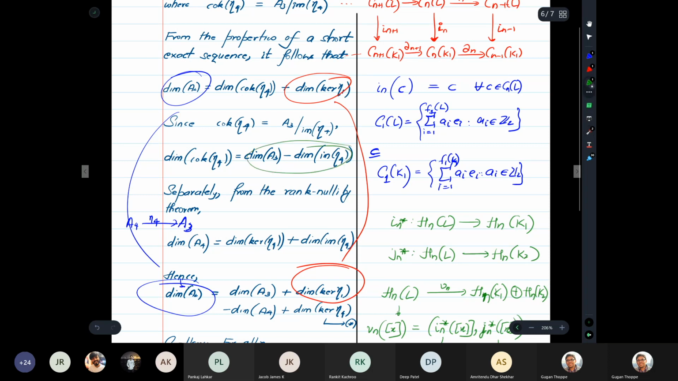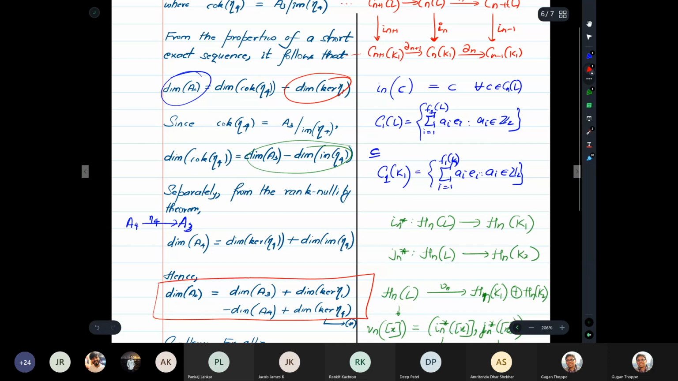So dimension of A3 minus dimension of image of eta 4. So this is what I replace over here, okay? But this dimension of image of eta 4 is also satisfying this relation. So I substitute all of this in this and I finally end up with this relation over here. Okay, so this is some algebra, but if you do it carefully, you will be able to see that this relationship actually holds true.